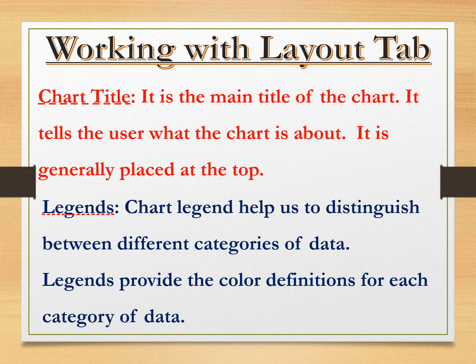First one, chart title. Already you have understood and learnt what a chart title is. Chart title is the main title of the chart, and it tells the user what the chart is about, and moreover it is generally placed at the top of the chart. The next option is legends. This chart legend helps the user to show the difference between different categories of data, and these legends provide the color definitions for each category of data. That means each category of data is displayed with different colors.